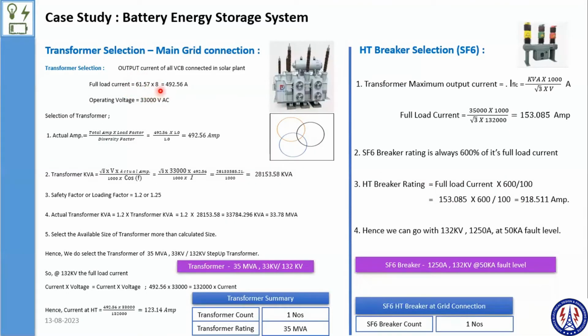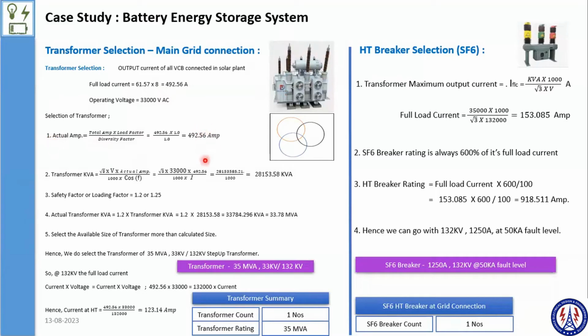So the full load current for each is 61.5857 into 8. There are 8 inputs coming from the solar side. And the operating voltage is 33,000 volt, like 33 kV. We are dealing on the LV. Its LV is 33. I mean, actually, it's an HV, and it's again dealing with HV. So low voltage and then higher voltage.